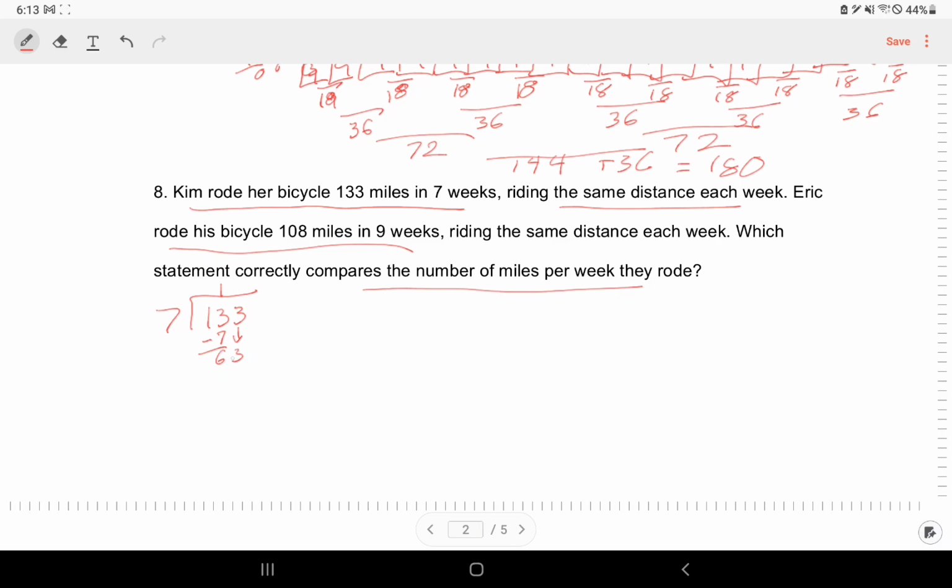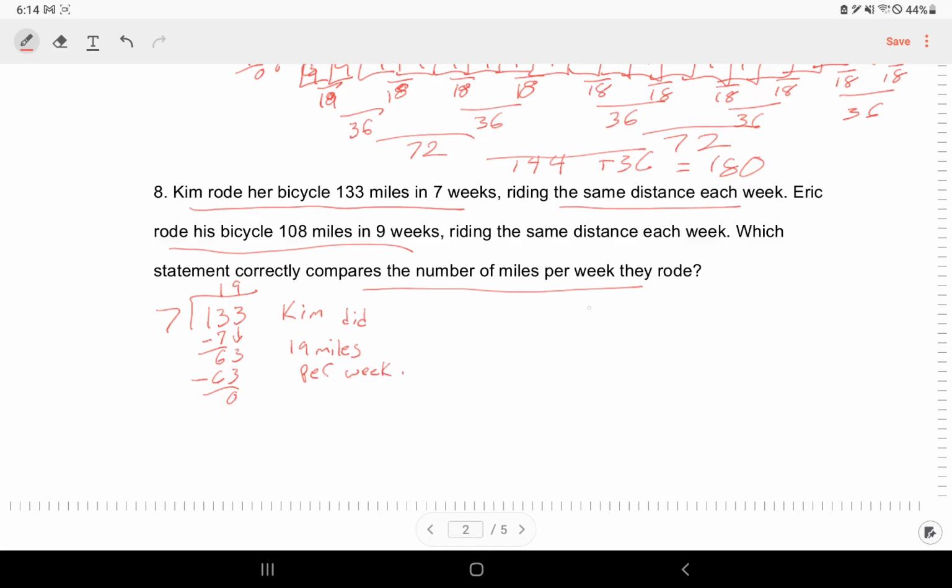Yeah. And 7 goes into 63 9 times. So 9 times 7 is 63. So Kim did 19 miles per week.